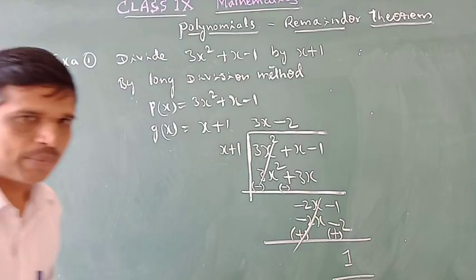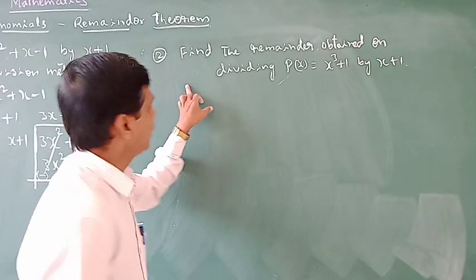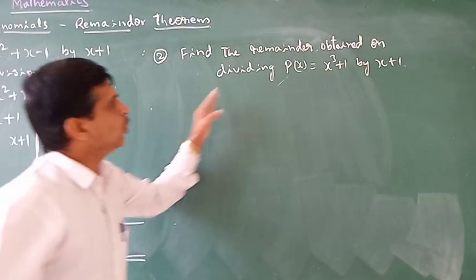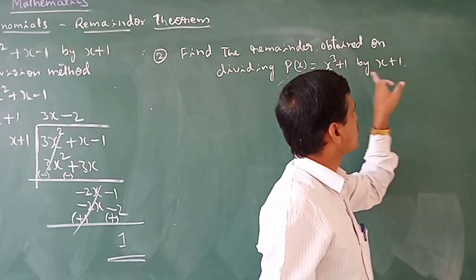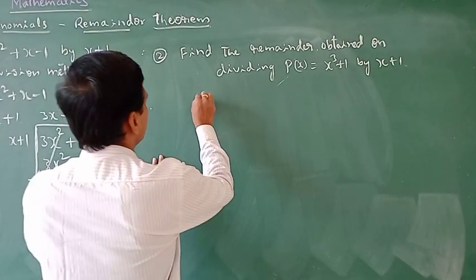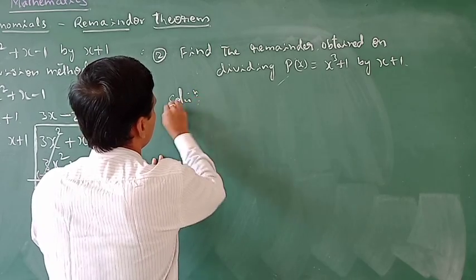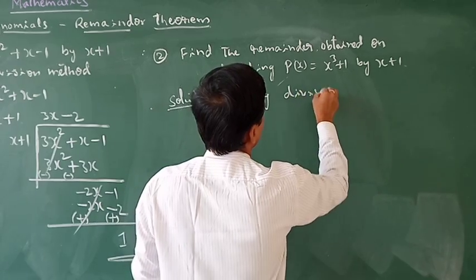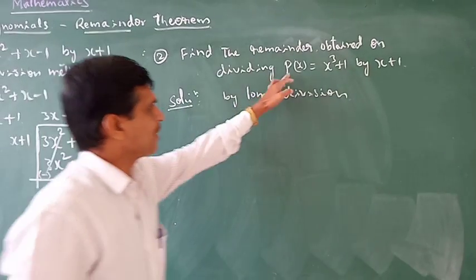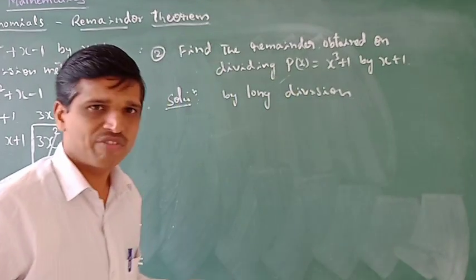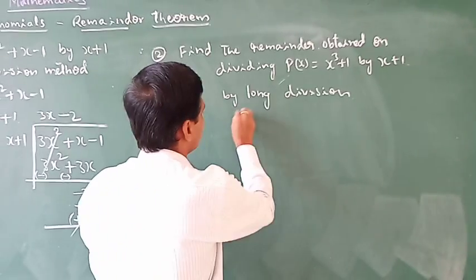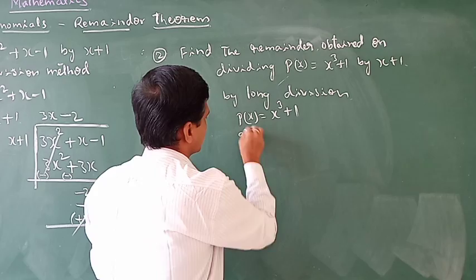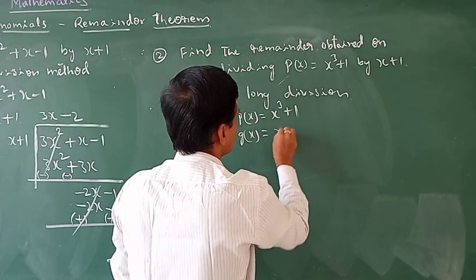Now take another example, the second example. I have already written it: find the remainder obtained on dividing p of x equal to x cube plus 1 by x plus 1. So, the solution for this one: you know already, by long division. The polynomial can be written in the form of p of x, in standard form already. So p of x is equal to x cube plus 1. The second one, consider g of x, which is x plus 1.